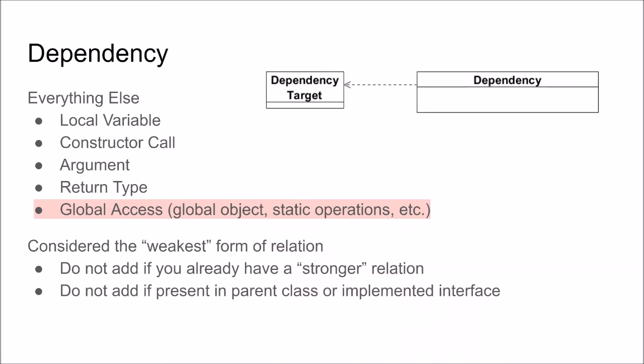Finally, you can also have global access to an object or use static operations. This is of course in general bad practice and should be avoided. The dependency is considered the weakest type of relation. So we do not add dependencies if you have another stronger relation to the target class. So for example, if we already have an association, then we do not add additional dependencies between the same types. We also do not add a dependency if we have a relation in a parent class or an implemented interface.